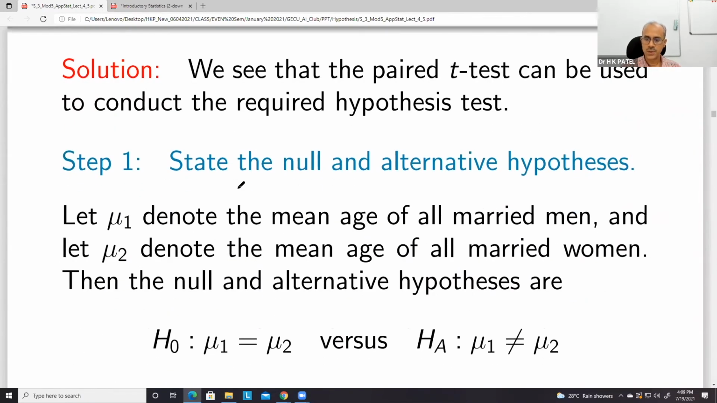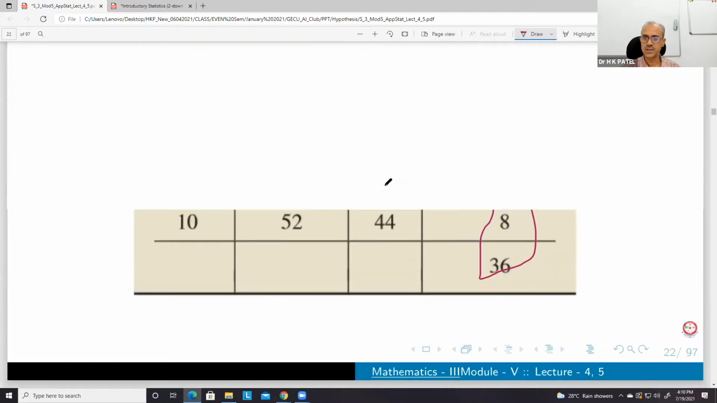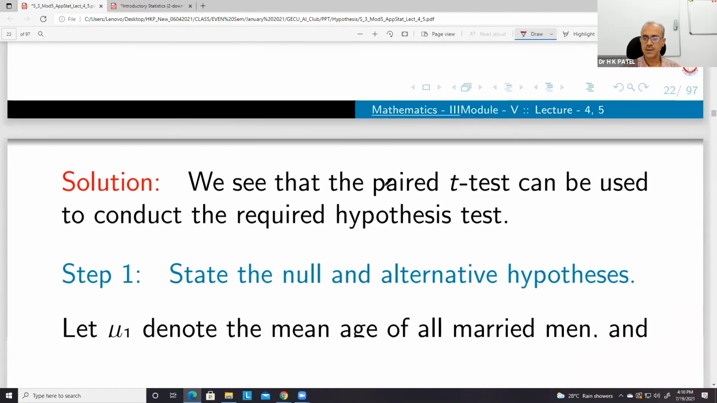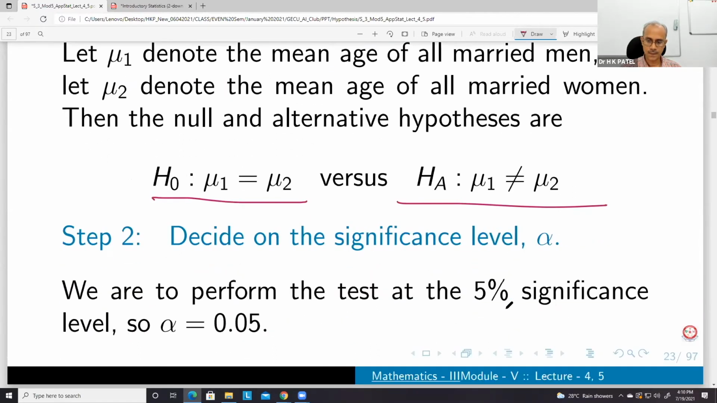So state the null and alternative hypothesis. So mu1 and mu2 is the mean age of all married women. We want to see whether there is any difference or not. So if we reject H0, that is the null hypothesis, then we can say that there is difference between the two ages. Then decide on the significance level. It is given that 5% significance level, and therefore alpha will be 0.05.